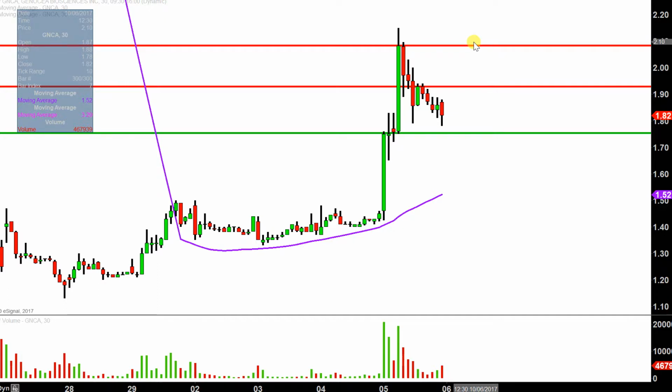But all in all, as long as the price just continues to build higher bases, then the chart will take care of itself. But very nice move today. We'll see if the bulls can continue to build upon this momentum or not.